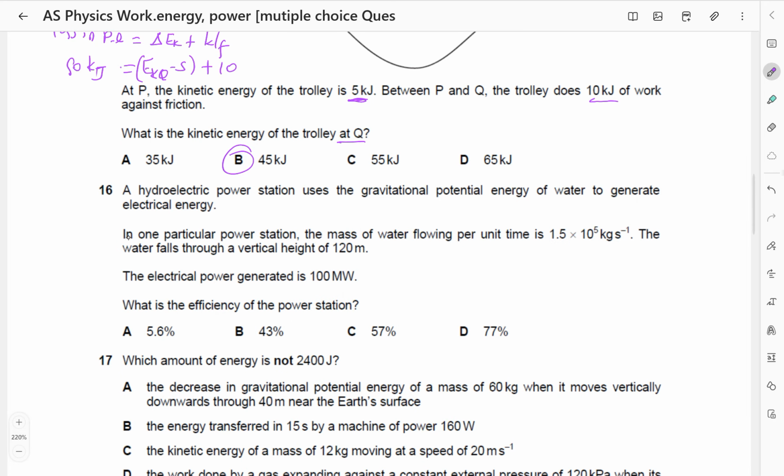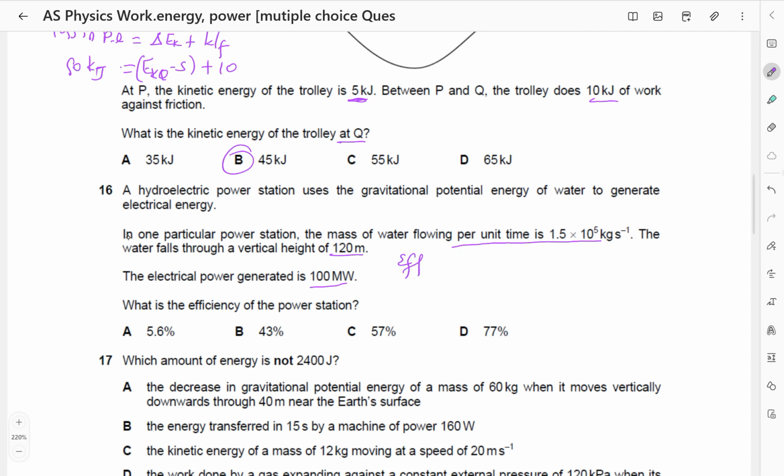A hydroelectric power station uses the gravitational potential energy of water to generate electric energy. So it is gravitational potential energy into electrical energy. In one particular power station, the mass of water flowing per unit time is 1.5 times 10 power 5 kilograms per second. The water falls through a vertical height of 120 meters. The electrical power generated is 100 megawatts. So that is the power output. What is the efficiency of the power station?